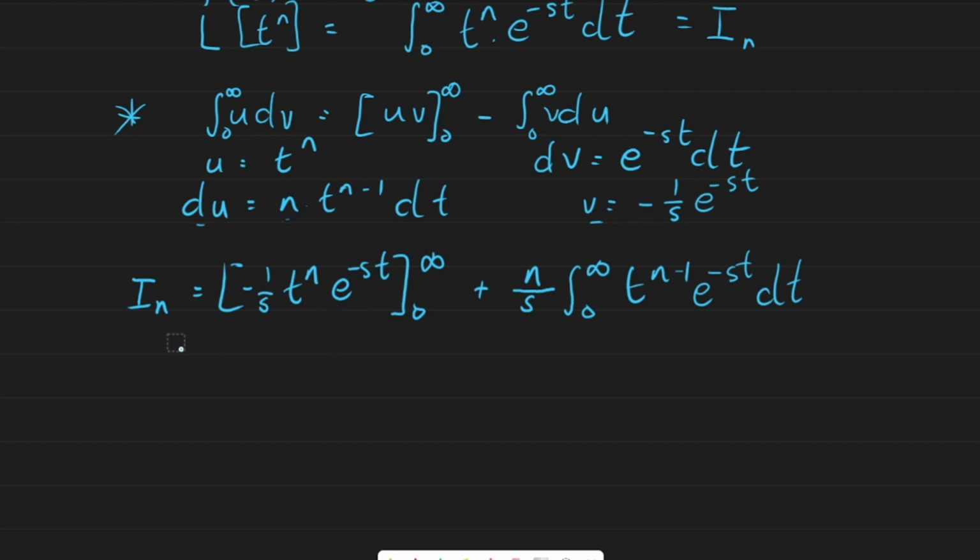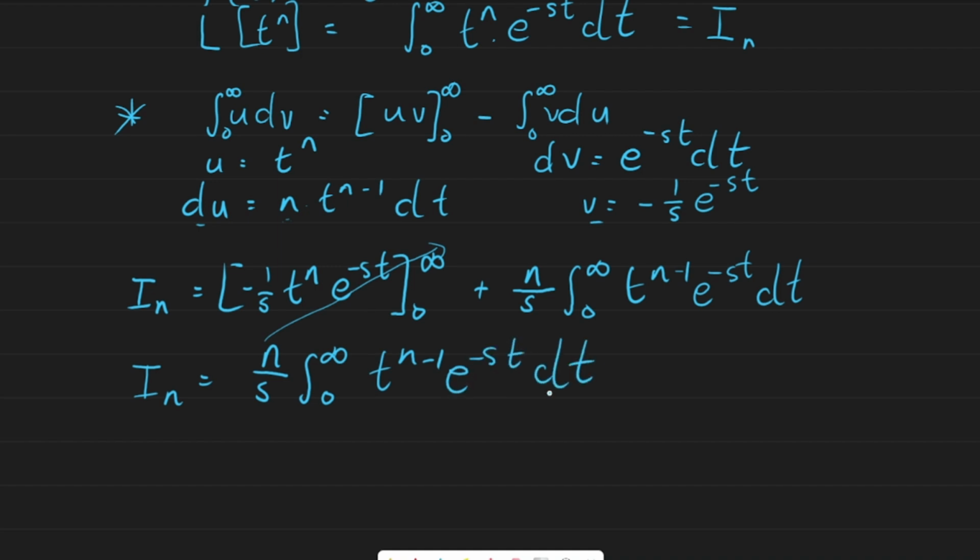Okay, this second term. I'm just going to write it here. We're left with I n is equal to this entire first part being 0, and what we're left with is n over s, then the integral from 0 to infinity of t to the n minus 1, e to the minus st dt.